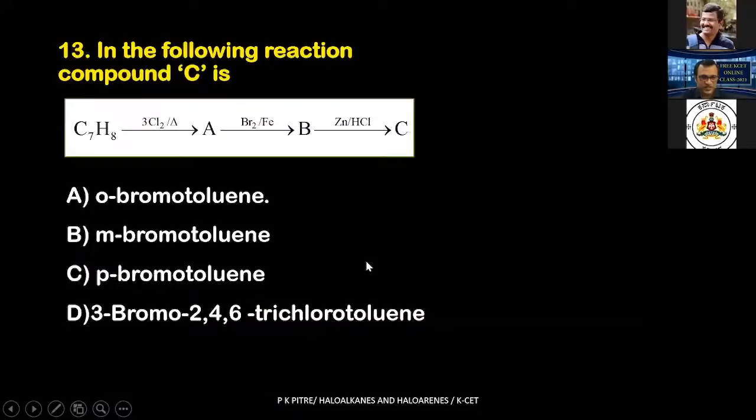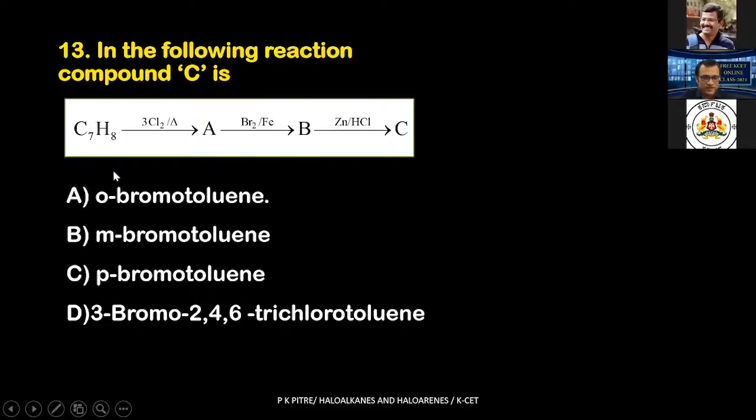Fine. The next question. In the following reaction, compound C is, look. Now you may look at this question. C7H8 is treated with chlorine in presence of heat. A is formed, which is treated with Br2 in presence of Fe. You will get B, and B on treatment with zinc and hydrochloric acid, you're going to get C. So you will think, what is the C7H8? Very easy. Look at the options. Toluene, toluene. So it should be toluene.